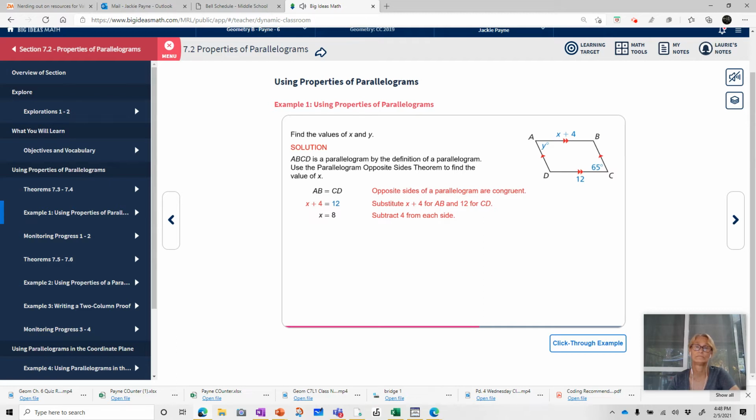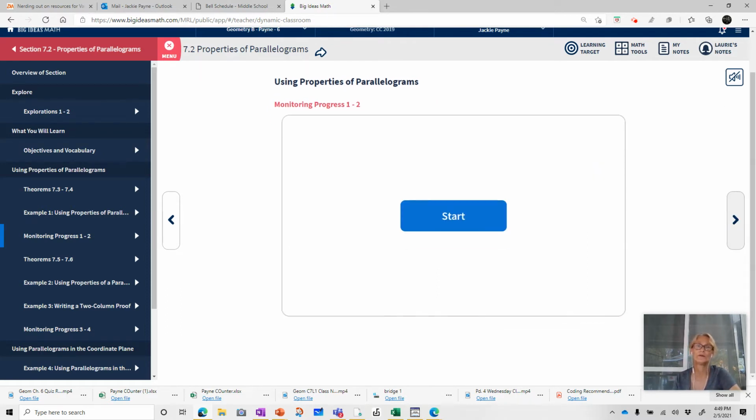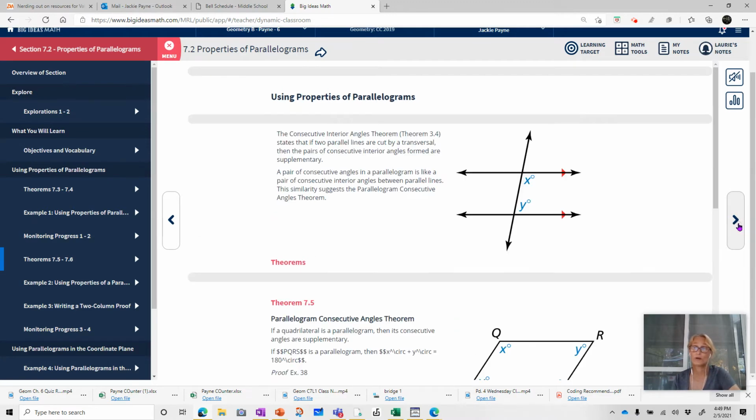Now use the parallelogram opposite angles theorem to find the value of y. By the parallelogram opposite angles theorem, opposite angles of a parallelogram are congruent. So, angle A is congruent to angle C, or the measure of angle A equals the measure of angle C. So, y degrees equals 65 degrees, which means that y equals 65. So, in parallelogram ABCD, x equals 8 and y equals 65. It's a lot of words, but that's what the concepts say. Here we go. Another, again, we'll do the monitoring progress in class.